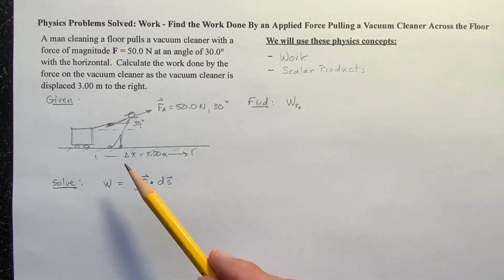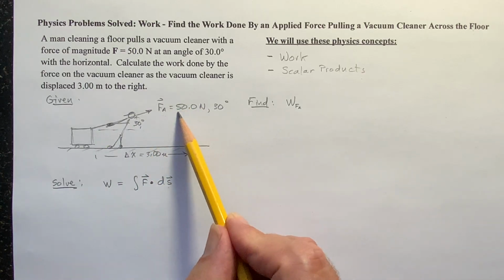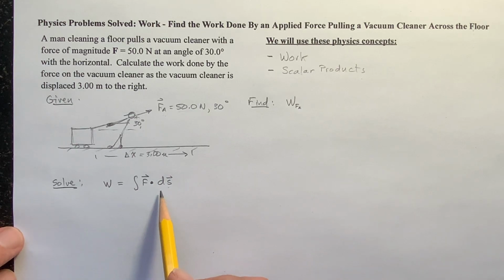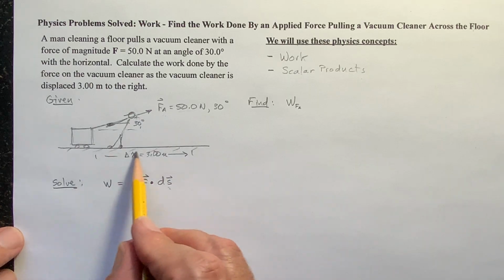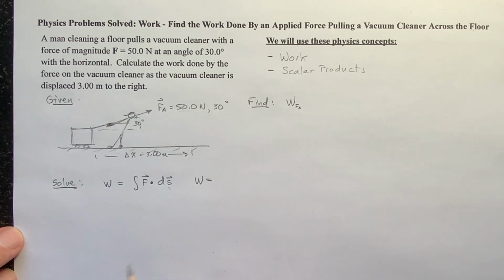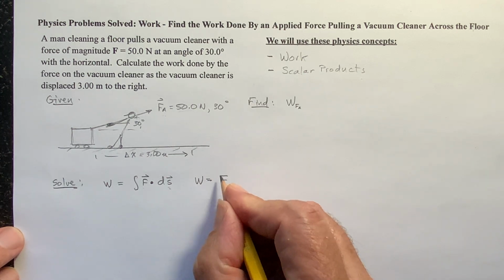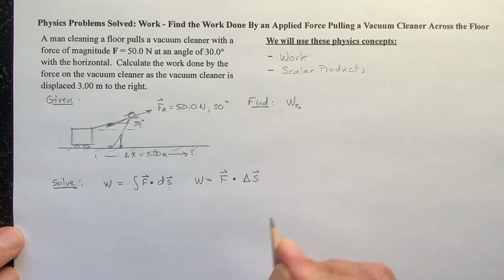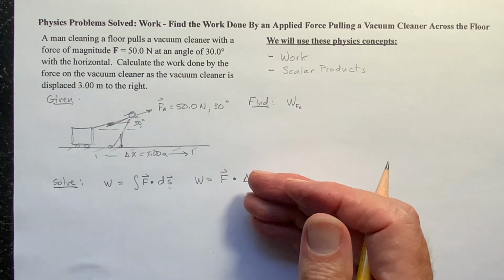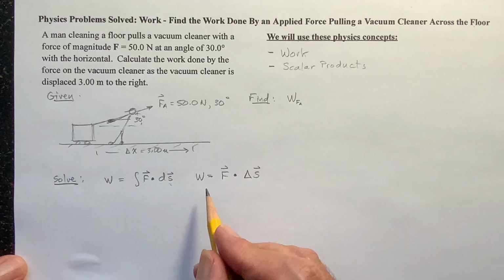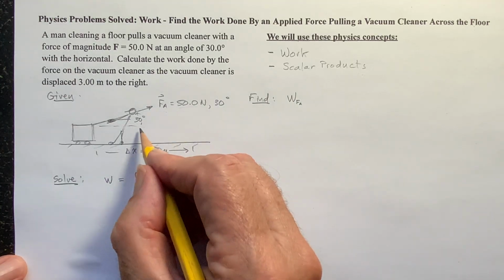Now, if the force is constant, and the force is constant here, it's just 50 newtons through the whole 3 meter displacement, we don't need to use integral calculus. You only need to use integral calculus if the force is a function of your position as you move along. So if the force is constant, you can say work is equal to force dotted with delta S for displacement. Then you want to take this and apply it to your problem.